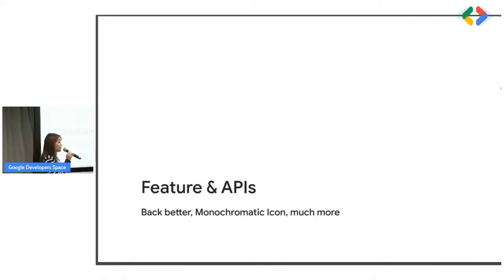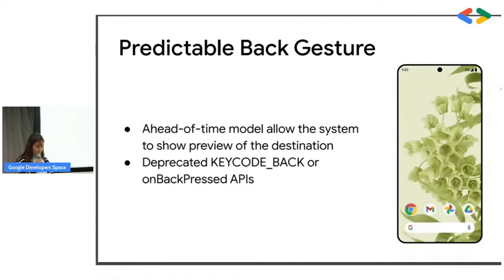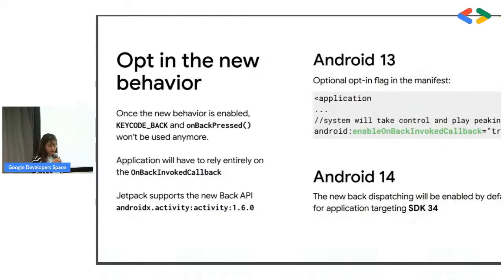What are the features and APIs in Android 13 changes? Starting from Android 13, the onBackPressed API will be deprecated. So you can use the predictive back model, which technically allows the system to show the previous destinations. So let's check it out more.